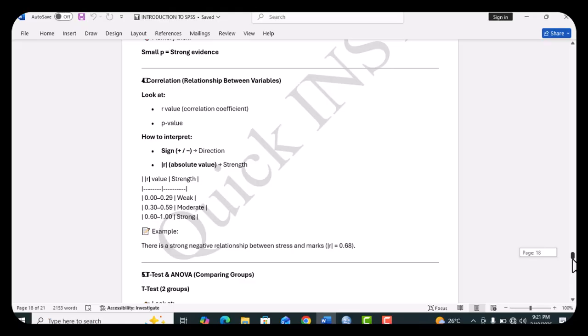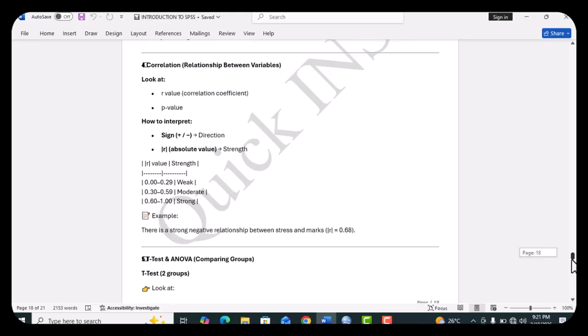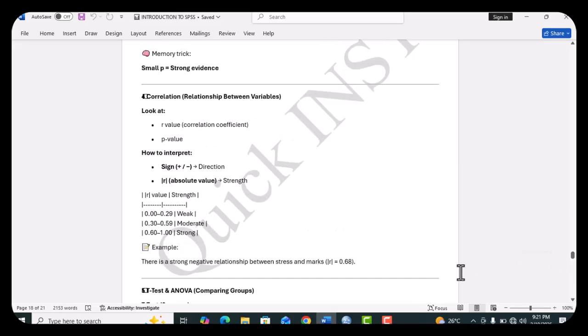There is a strong negative relationship between, for example, stress and another variable. When it is 0.6 and there is a negative sign beside it, it is a strong negative relationship. From 0.0 to 0.29, there is a weak relationship. If it is minus 0.29, it will be a weak negative relationship between the two variables.